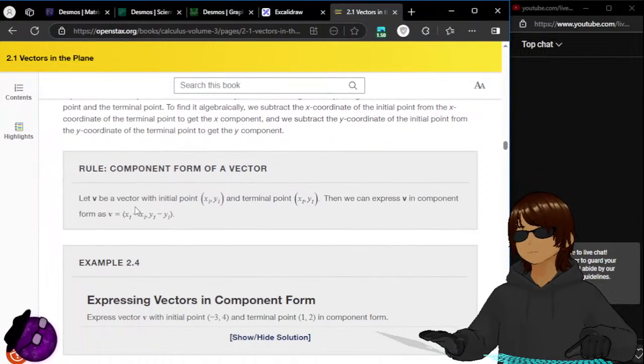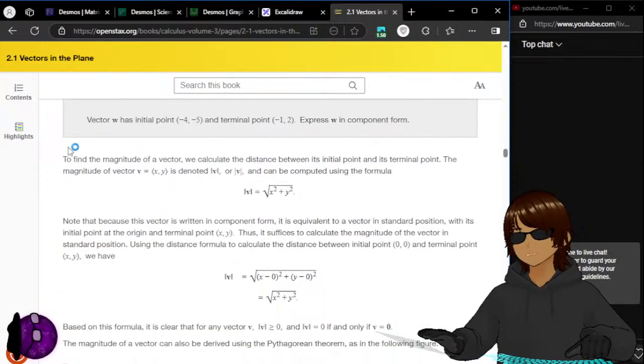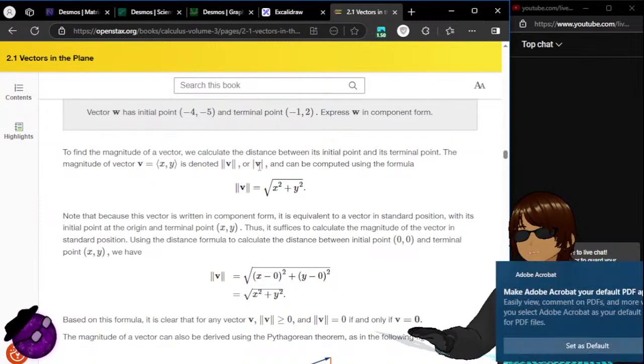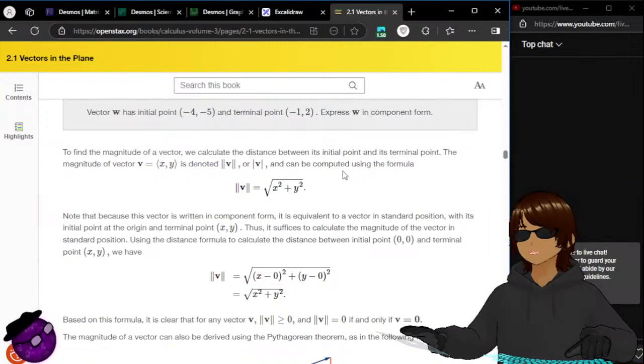Let v be a vector with initial point x_i, y_i and terminal point x_t, y_t. We can express v in component form as <x_t minus x_i, y_t minus y_i>. To find the magnitude of a vector, we calculate the distance between its initial point and its terminal point. The magnitude of vector v is denoted like this or like this, and can be computed using this formula. It's just the Pythagorean theorem.